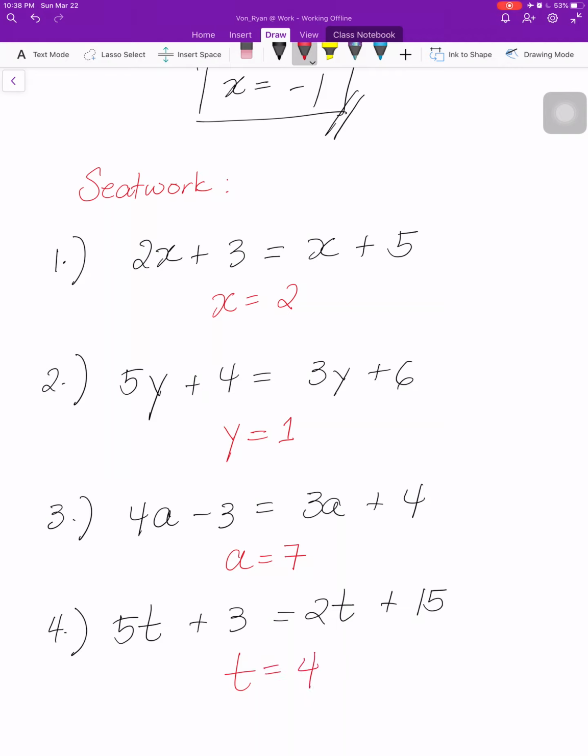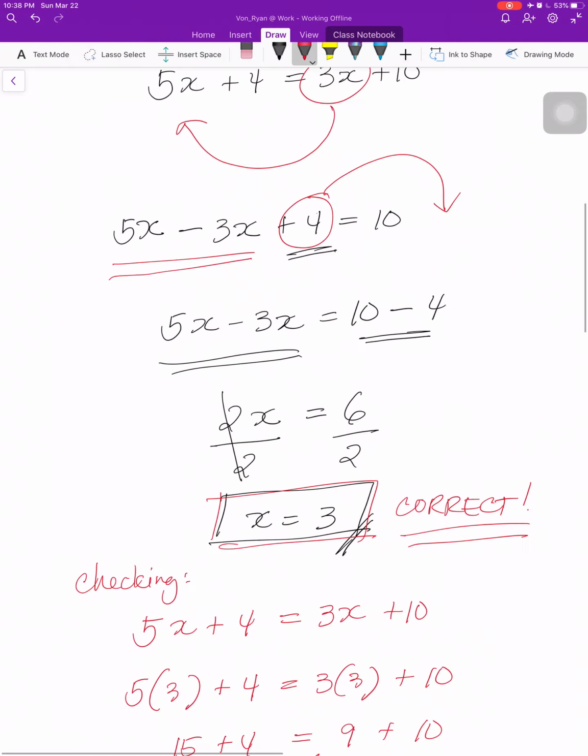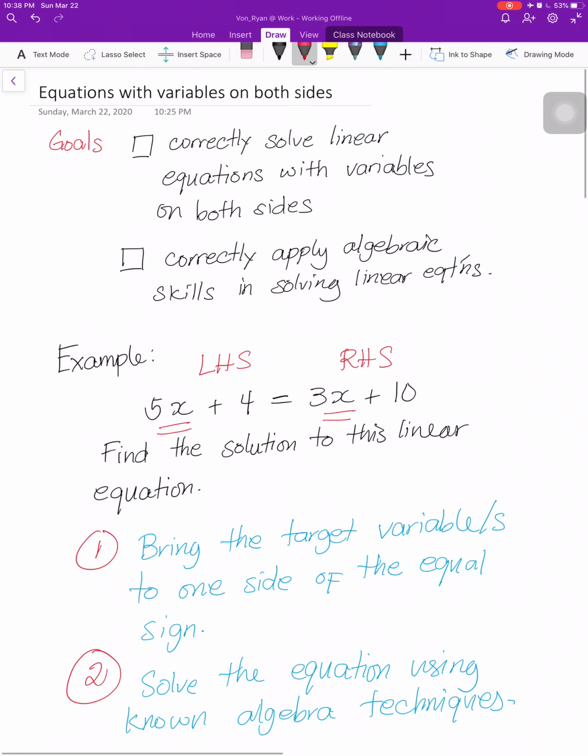Okay, I hope you got them right. If you didn't get them right, please try to fix them. And if you have any questions, please don't hesitate to send an email. Now let's just have a review of our goals. We want to correctly solve linear equations with variables on both sides. We did that. And we wanted to correctly apply algebraic skills in solving linear equations. We did that as well.